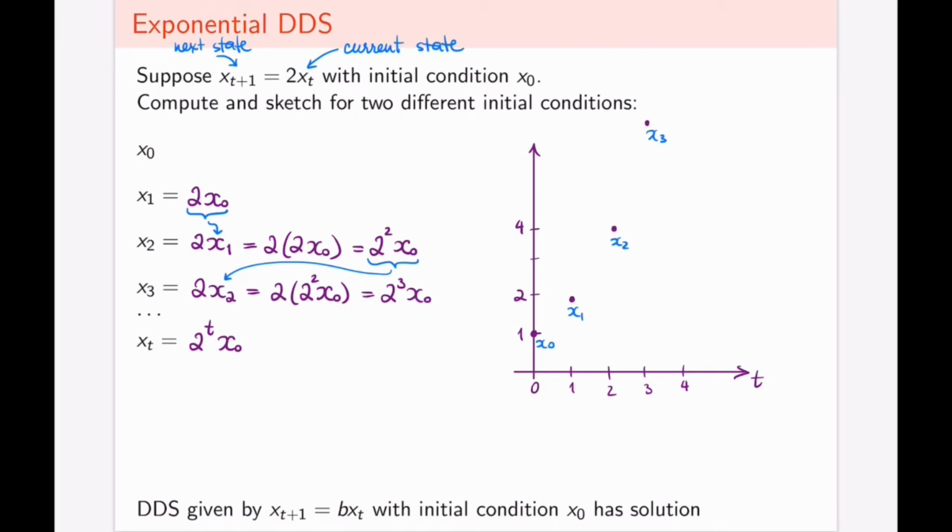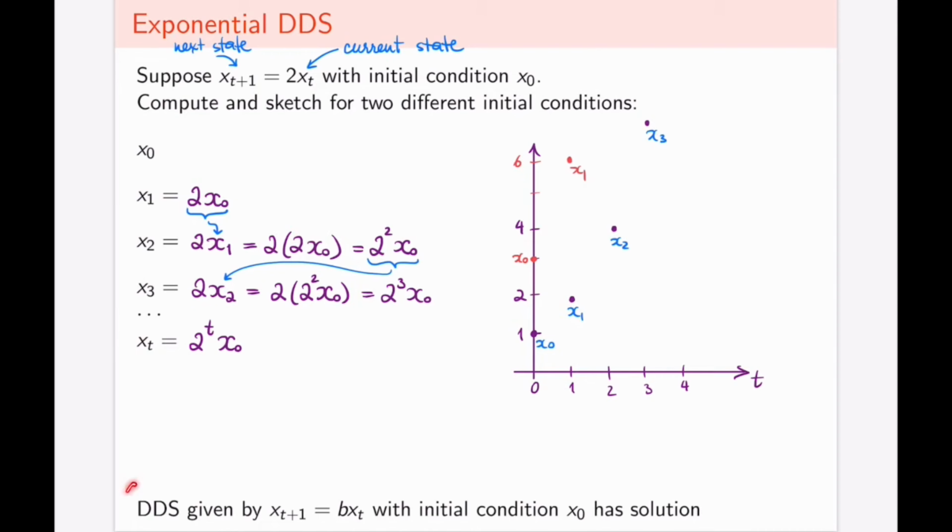What's going to happen if I start with a different initial condition? Let's say I start with x naught up at 3. So at time 0, I'm up at 3. At time 1, I'm already up at 6. So up here, this is my x1. And at time t equals 2, I'm going to be double that. So I will be then up at 12, which is already off of my screen. Exponential functions grow very quickly.